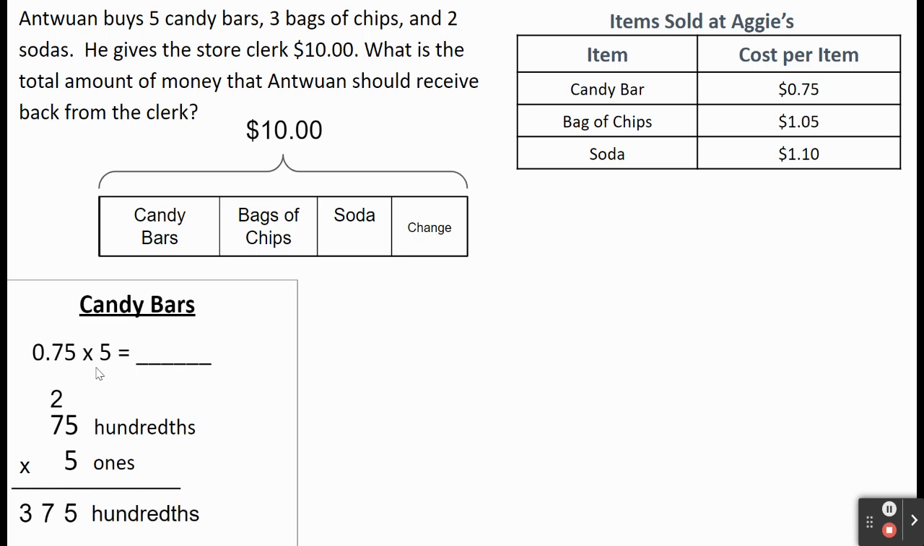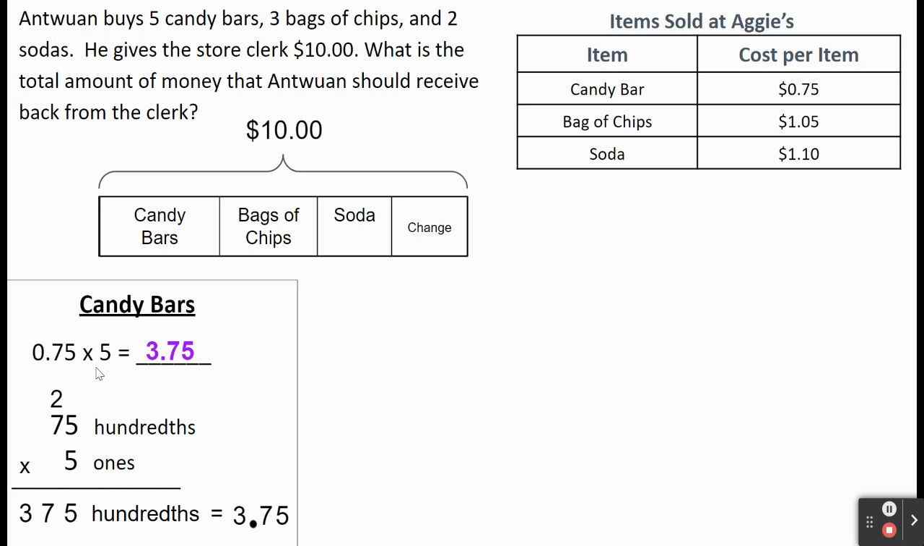Let's rewrite this number in standard form so we know how much money Antoine spent on candy bars. We can place the 5 in the hundredths place, the 7 is regrouped to the tenths place, and the 3 is regrouped to the ones place. Remember, the decimal point always goes between the ones and the tenths place. So Antoine spent $3.75 on candy bars.